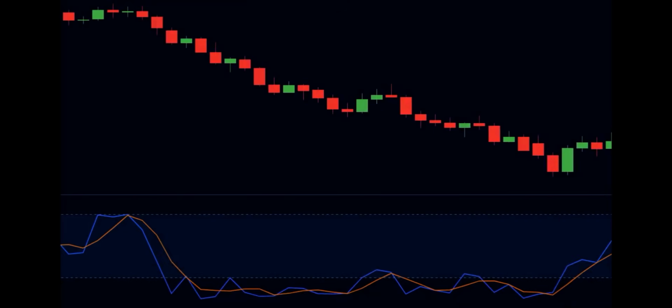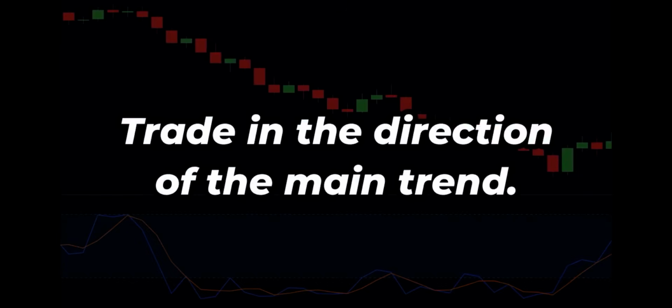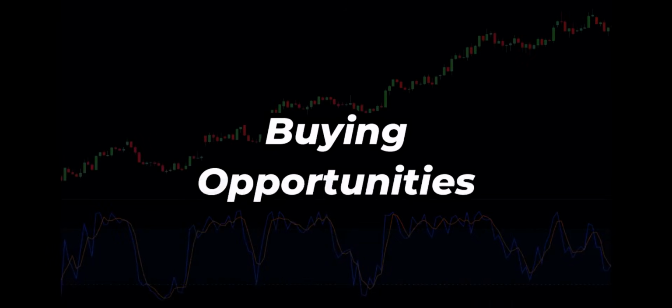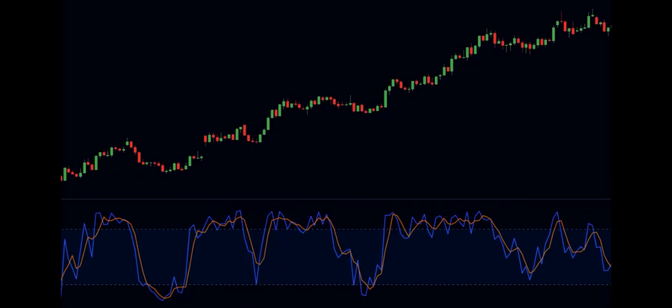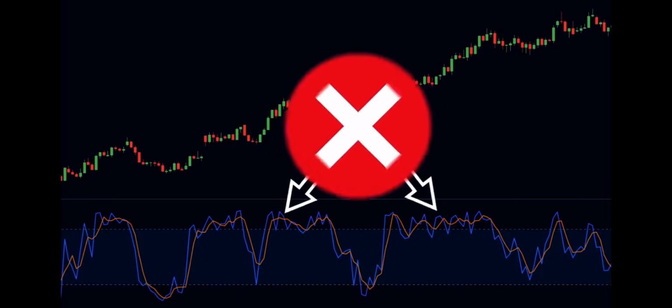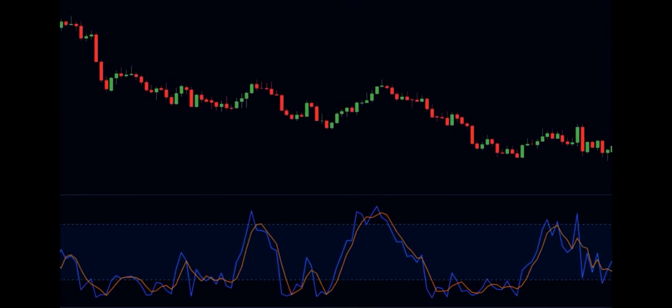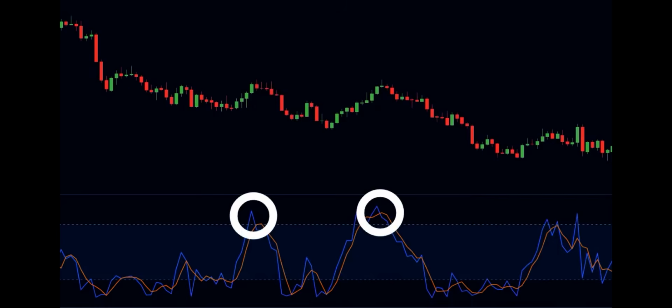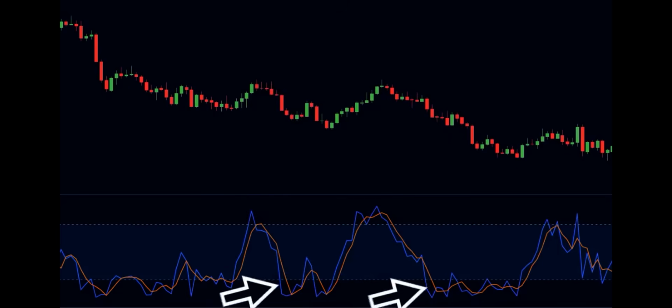And always remember, fast indicators are vulnerable to false signals, while slow indicators are vulnerable to late signals. The main problem here is, how do we avoid false signals? The answer is pretty simple. Trade in the direction of the main trend. So if the price is in an uptrend, we will only be looking for buying opportunities. And these buying opportunities will occur when the stochastic goes below 20. In an uptrend, we will avoid the overbought signals at all times. Similarly, in a downtrend, we will look for selling opportunities when the stochastic goes overbought above 80. We will ignore oversold signals at all times in a downtrend.